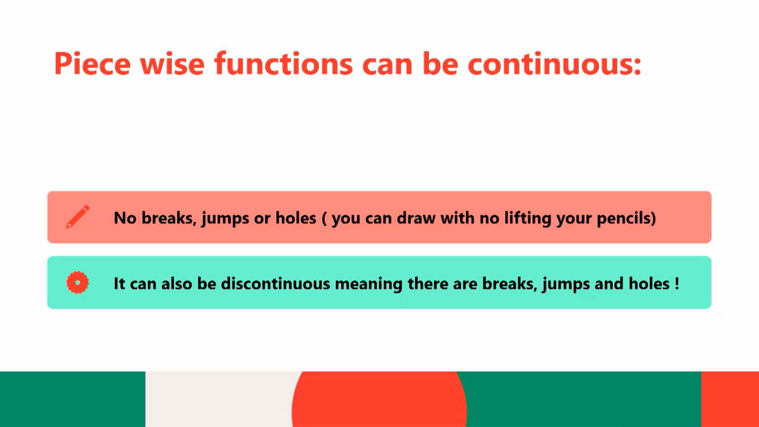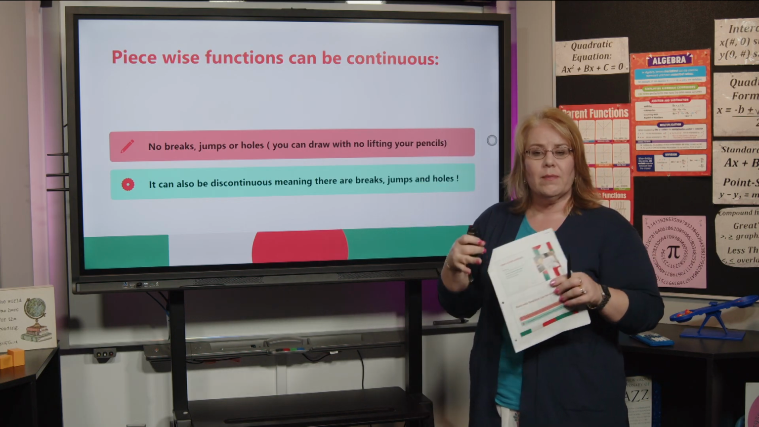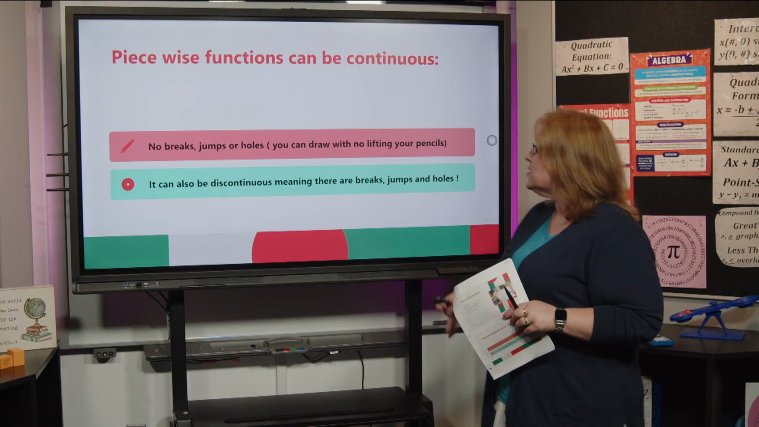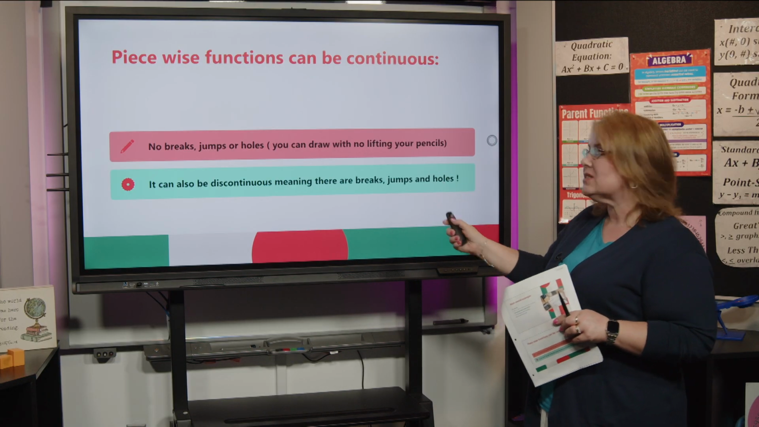Piecewise functions can be continuous. There's no breaks, there's no jumps, there's no holes. You can draw it without lifting your pencil. It can also be discontinuous, meaning there are breaks, there are jumps, and there are holes. The ones that we put up on the board, you can see where you jumped around, or you might not have a certain number that could be part of that function. So that's when it's talking about the continuous or the discontinuous.